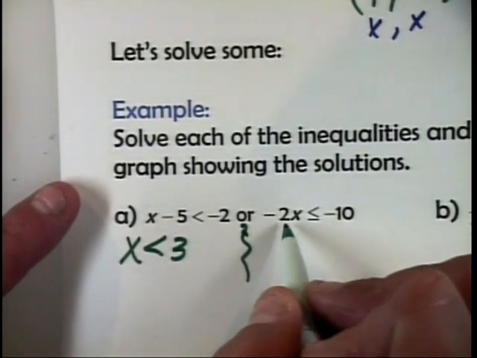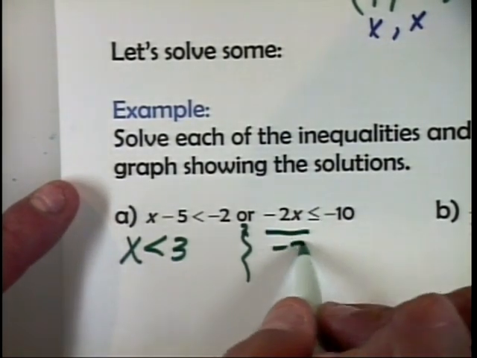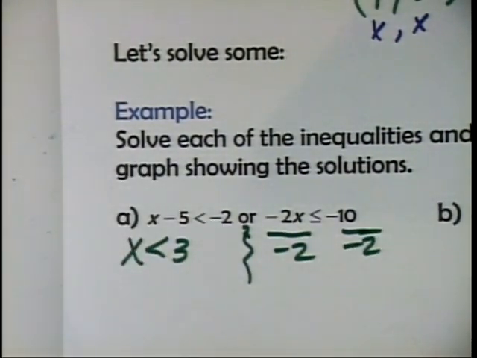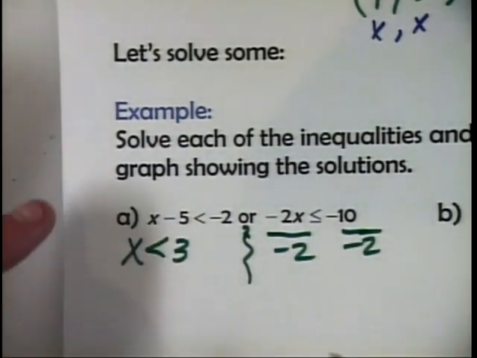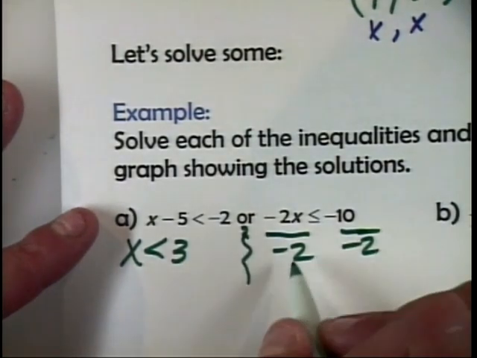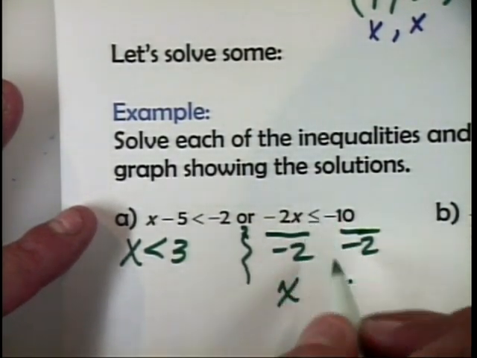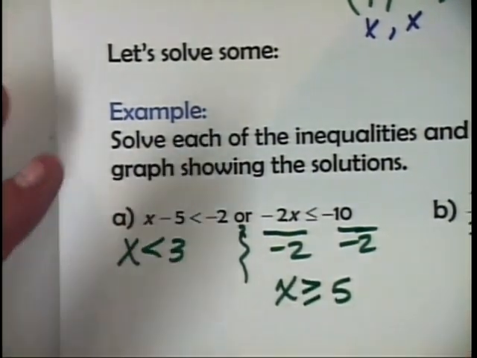Over here, I have to divide by a negative 2. Now I'm going to show this step because there's one important thing to remember when you're dealing with inequalities, and that is when you multiply or divide by a negative number, you must flip the inequality because you're jumping across the number line from positive land to negative land. The inequality is going to flip, and I see a lot of students miss that. So I get x, and then I get 5, and since it was less than or equal to, now it flips to greater than or equal to.